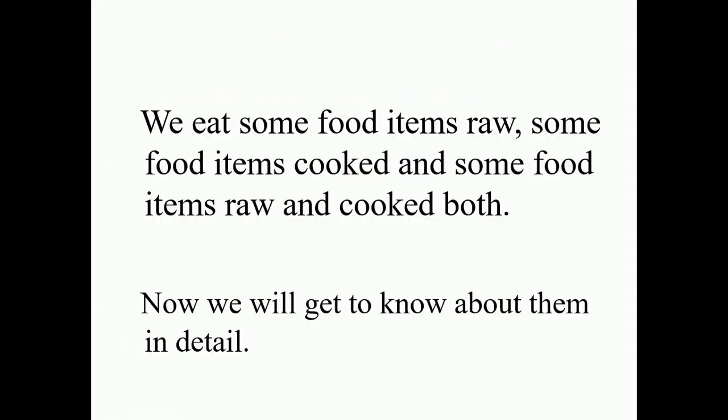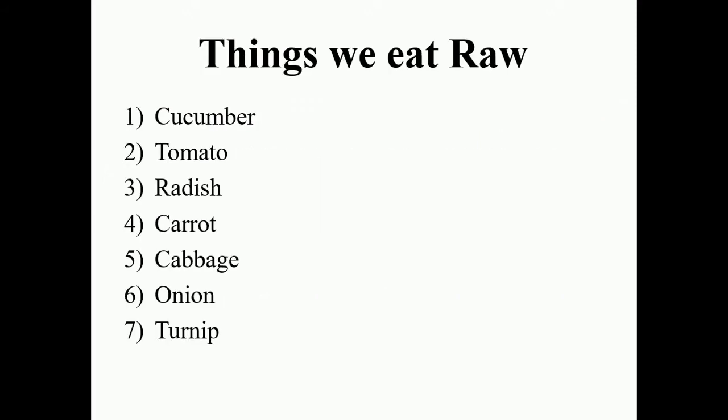We eat some food items raw, some food items cooked and some food items raw and cooked both. Now we will get to know about them in detail. On your screen you can see the things that we eat raw. These are cucumber, tomato, radish, carrot, cabbage, onion and turnip.